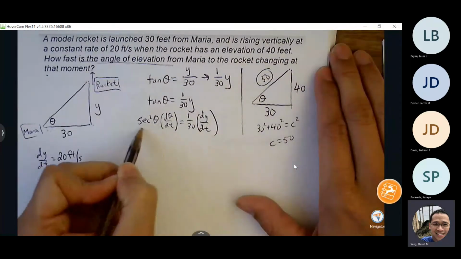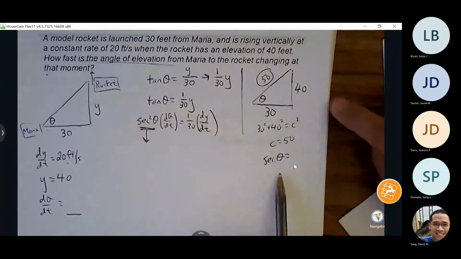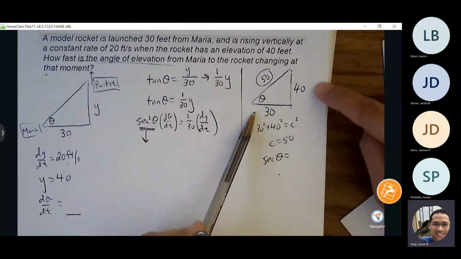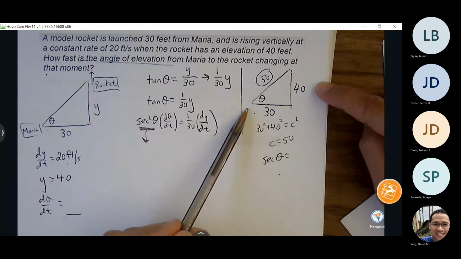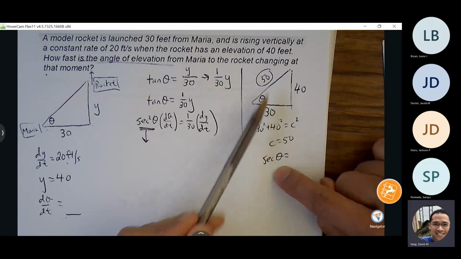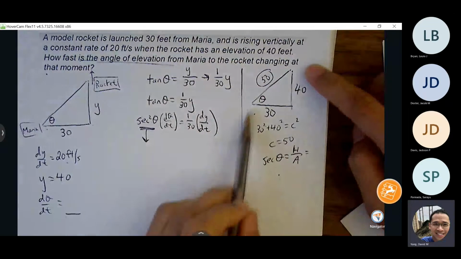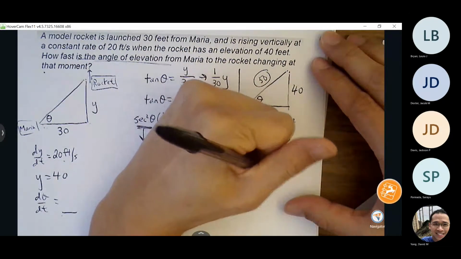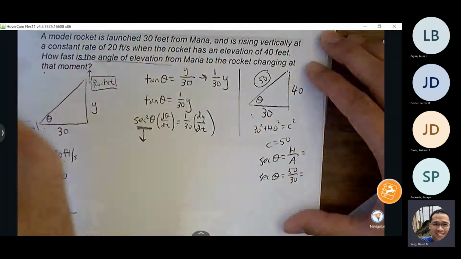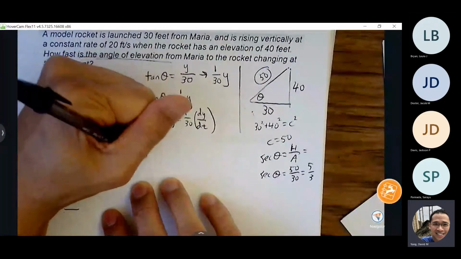So we want to find a replacement for secant theta. What's secant theta going to be here? What's the ratio? Okay, we know secant is related to cosine, right? Cosine is adjacent over hypotenuse. So therefore secant is hypotenuse over adjacent. And what does 50/30 reduce to be? 5/3. Okay, so we have everything that we need here. 5/3. Make sure we square that.